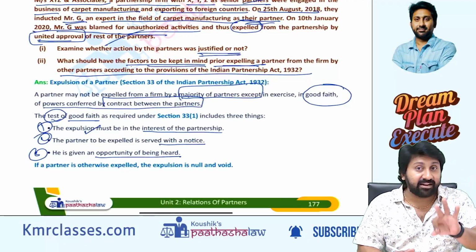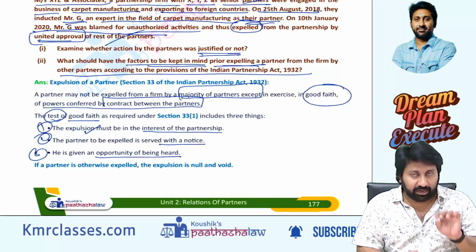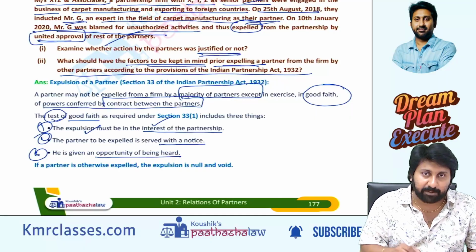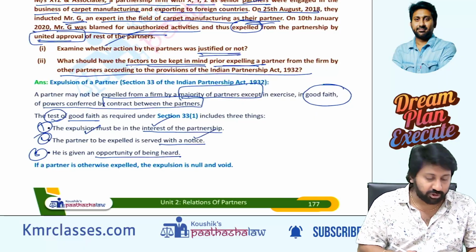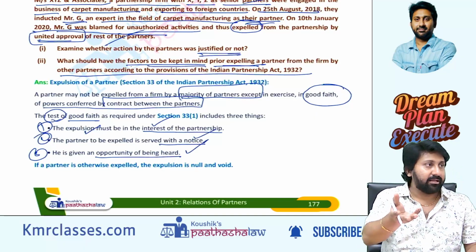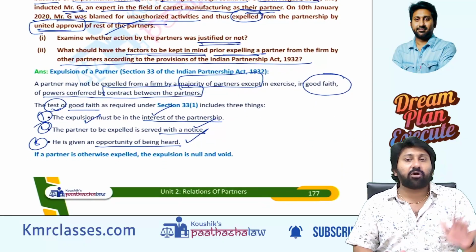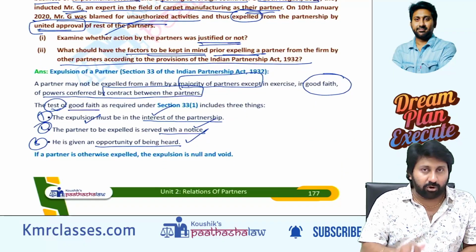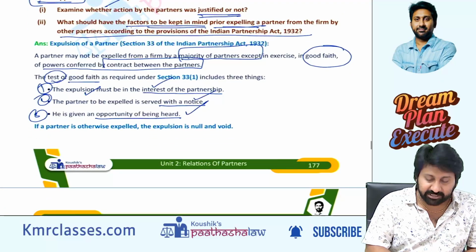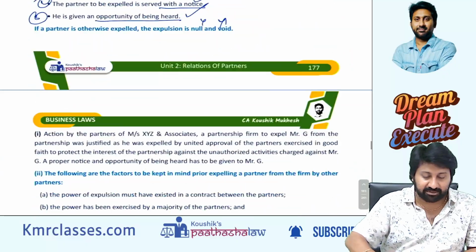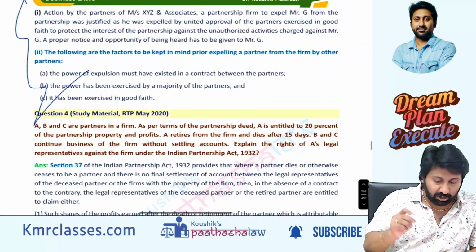Good faith again has 3 points. Expulsion should be in the interest of the partnership. The partner expelled should be given a notice. He should be given an opportunity to speak, which is called the opportunity of being heard. Sir, I'm not following all these, can I remove directly? No. If you remove, that expulsion becomes null and void, meaning no legal impact. He will still continue as a partner. For that you have to give the conclusion.